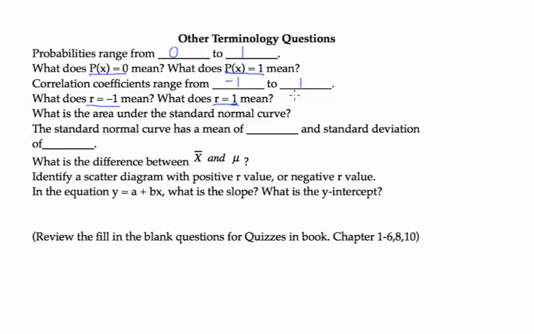An R of 0 would mean that there's no linear relationship. The data values are all spread out. They do not follow the line of best fit.